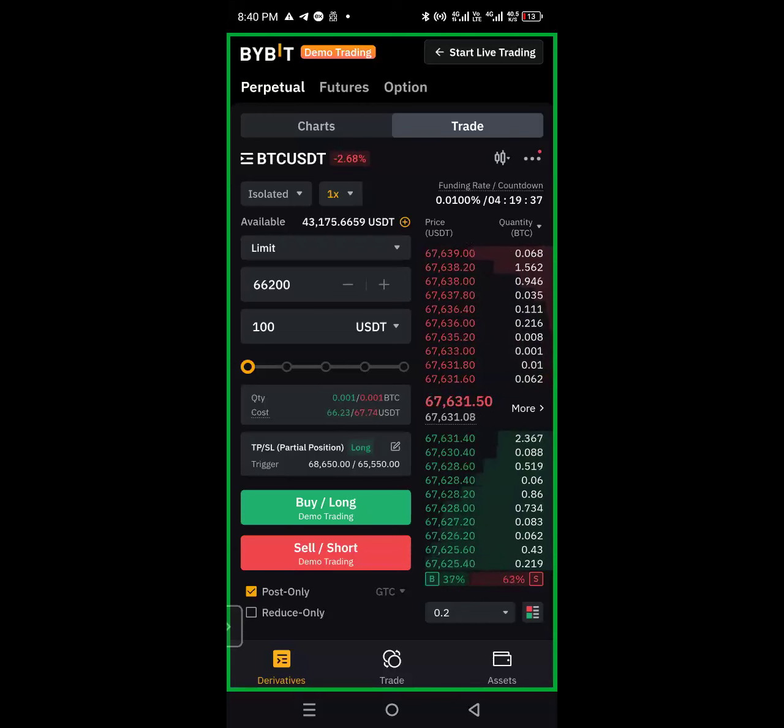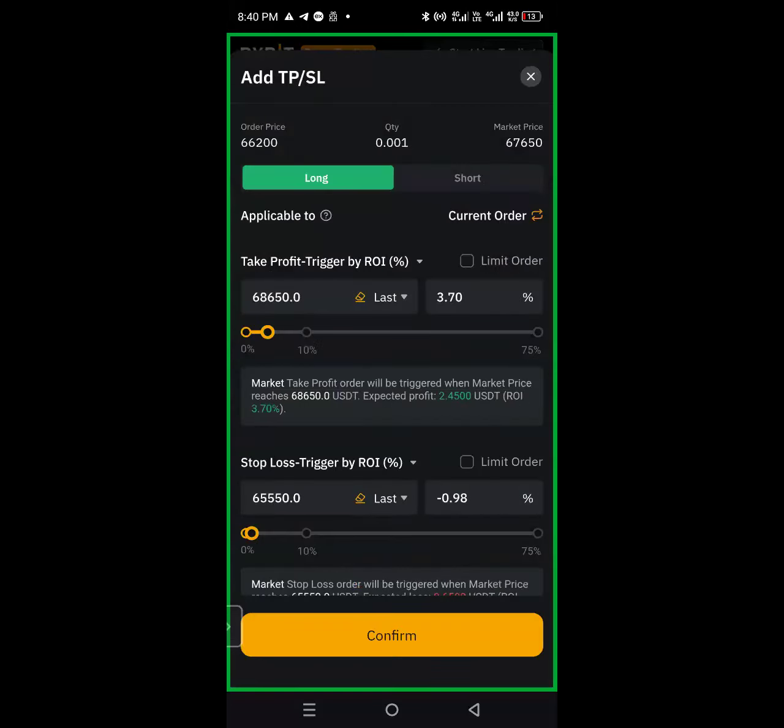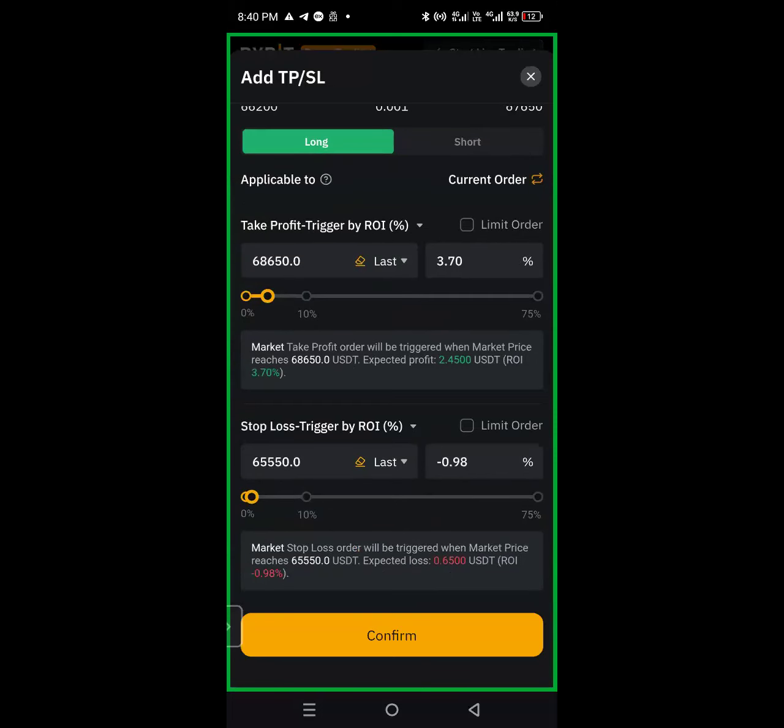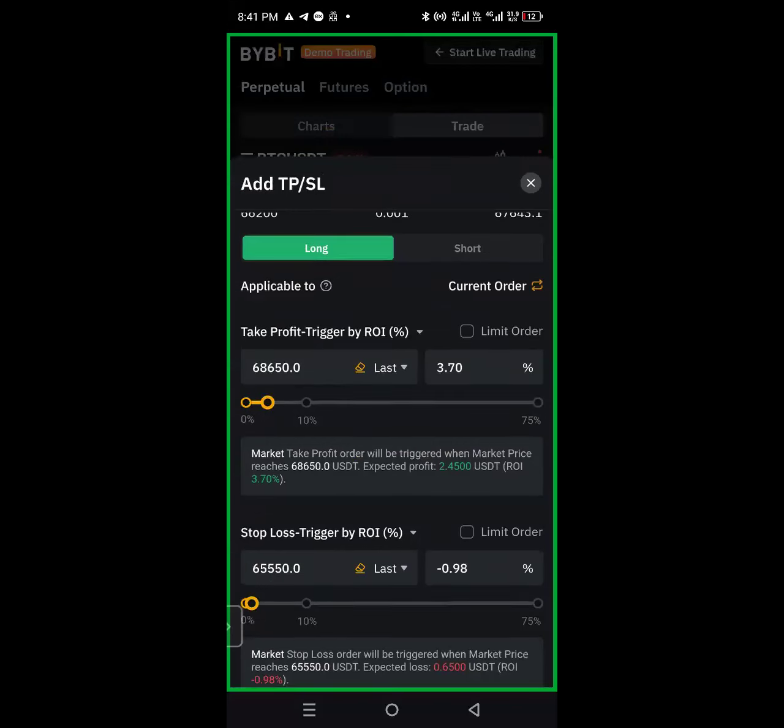Now, if I go back to the TP and stop loss area, I'll be clicking on this part that says TP/SL partial position. I'm going to click it to go back to the TP and SL area. Now you can see I'll be isolating $66.23 in this trade. And what I'm still risking is 0.65 dollars, which is 65 cents, to make $2.45. Why not take advantage of the leverage?